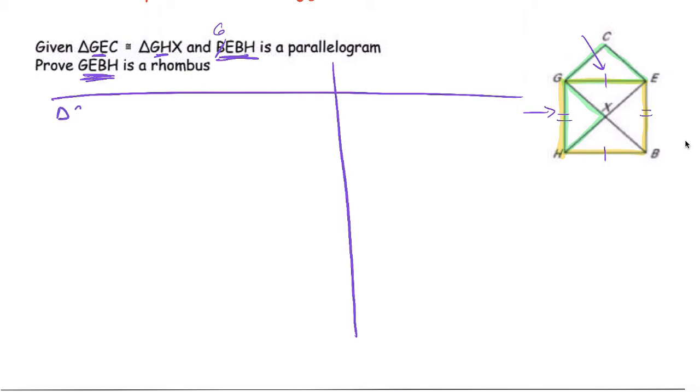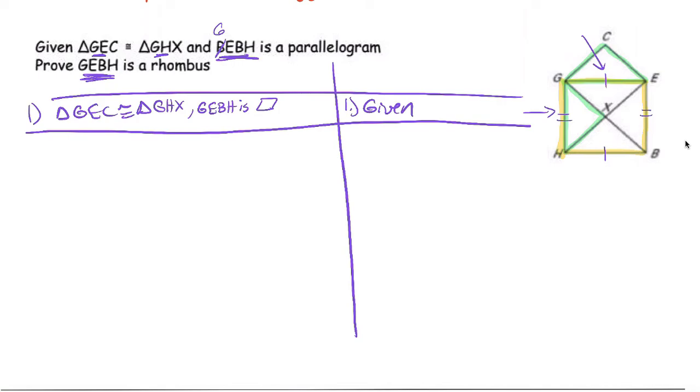So we're going to start with our given, GEC congruent to GHX. And we're also given GEBH is a parallelogram. So I'm going to start with identifying my opposite sides of my parallelogram to be congruent to each other. So I'm going to say that GE is congruent to HB. And I'm going to say that GH is congruent to EB.